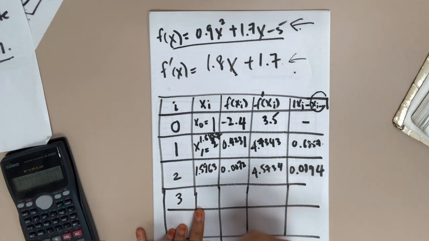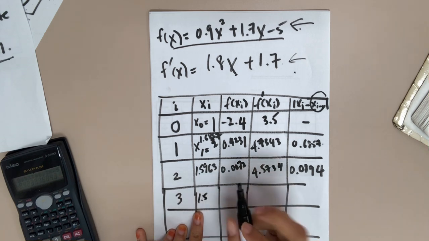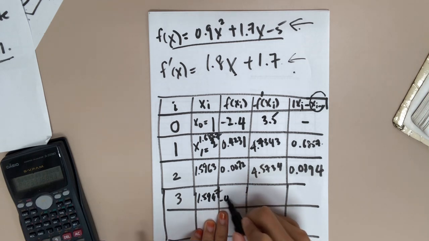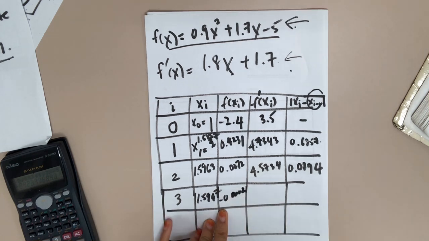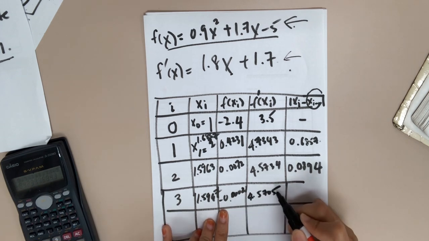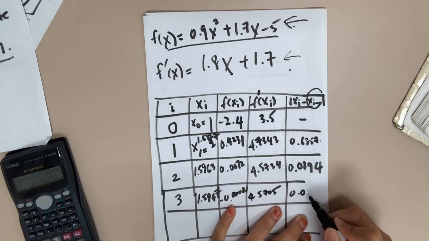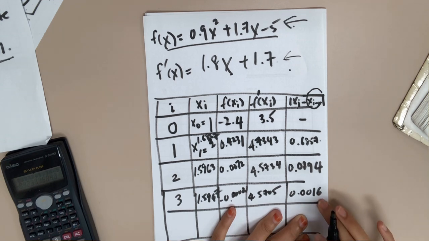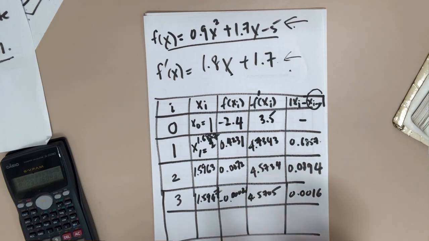So for x3 here is 1.5947. Okay, so your f(x3) is negative 0.0002, and for f prime, 4.5705, and the error that you have is 0.0016. Okay, 0.0016 is still far, it didn't reach yet your error of 0.001. 16 lagi besar daripada 1 kan? So you need to do the next iteration.